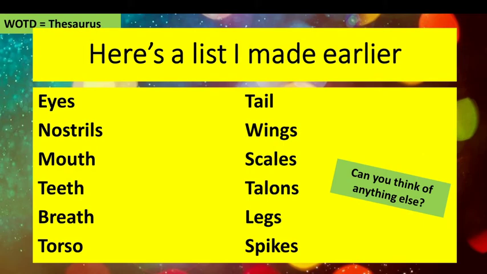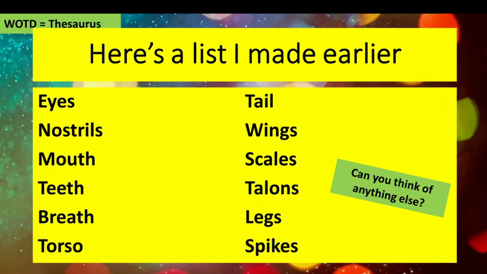So I've made a list earlier, along with the one I've been writing down, of just a few of the things that I might want to include in my description. As I start writing my description, I might think of a few more things that I want to describe. But I've just got a basic list here of all the nouns that I'm going to start describing as I write my description.